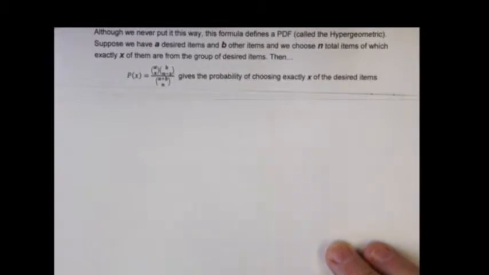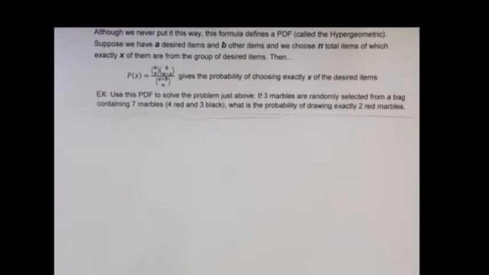That's what we've been doing before, but expressed this way, you can actually think of this as a PDF, and it has a name. It's called the hypergeometric. Let's solve that same problem that we just worked a minute ago using the basic probability principle. This time let's think of it as a hypergeometric PDF.